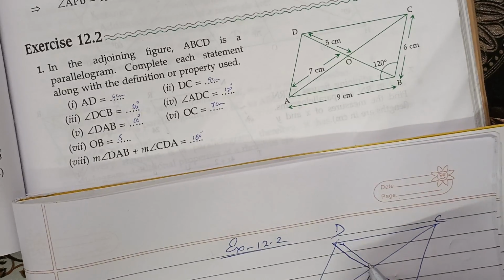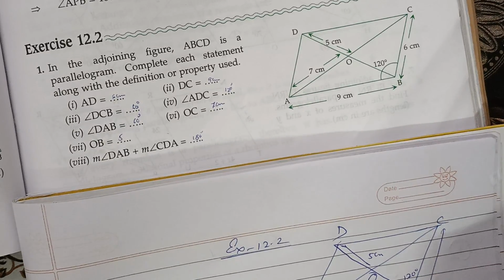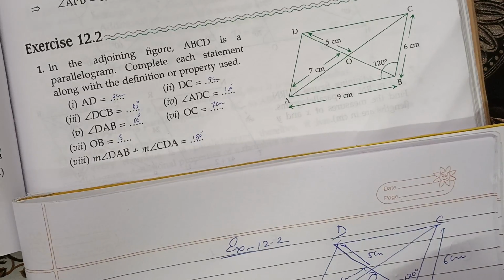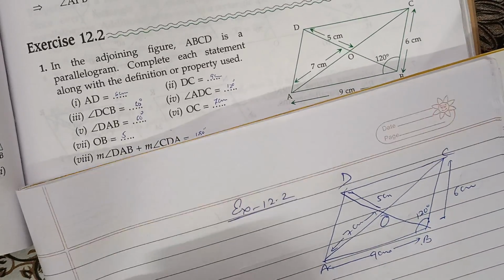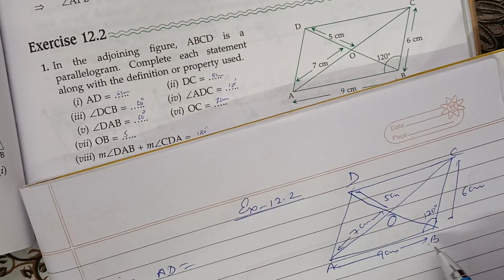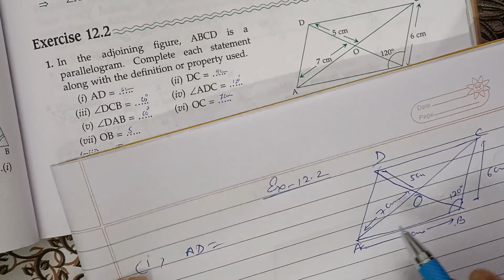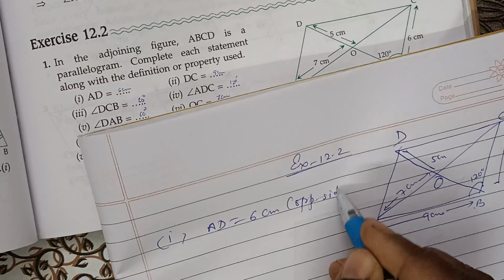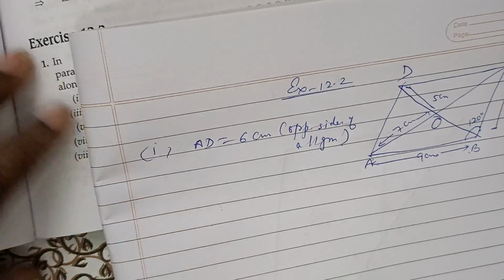So it is given here, see there 5 centimeter, here it is 120 degree, then here it is 6 centimeter, 7 centimeter. This is 9 centimeter, isn't it? Now we have to find out first is AD. Now AD, this one. So if BC is equal to 6 centimeter, so AD will be also equal to 6 centimeter, opposite sides of a parallelogram. So AD will be 6 centimeter. Just write down opposite sides of a parallelogram. That opposite sides of a parallelogram are equal.